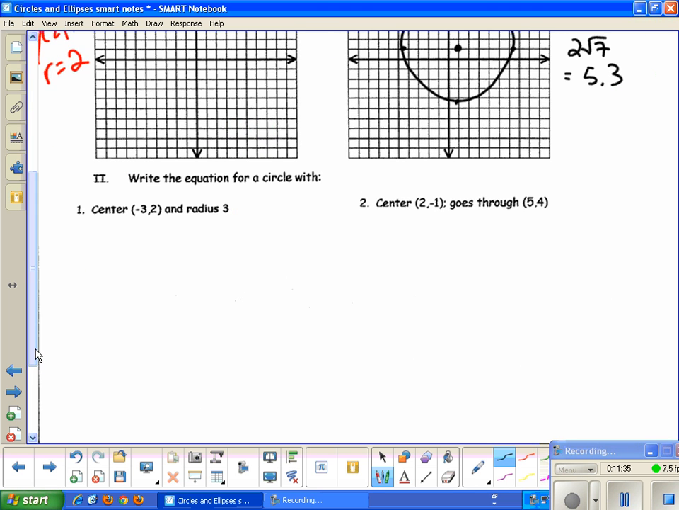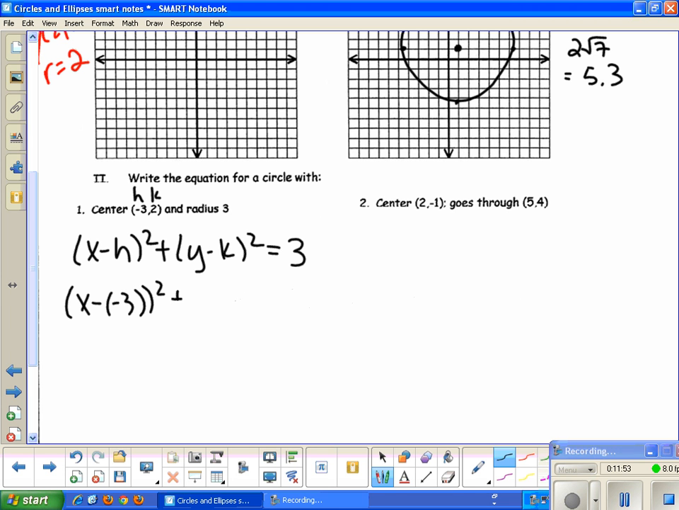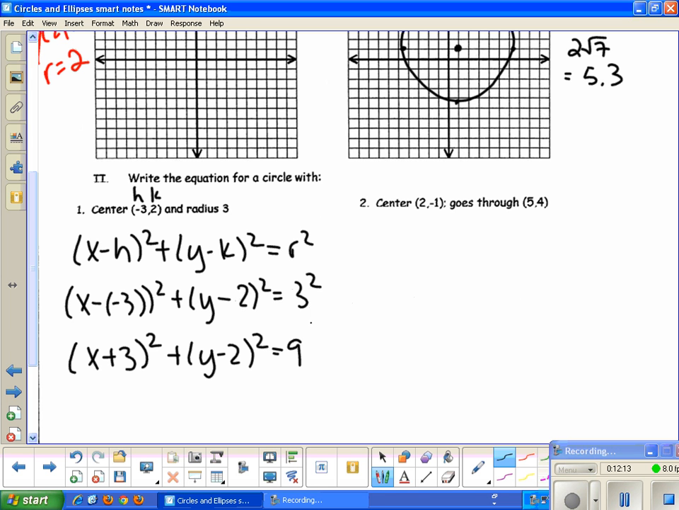All right, so the next one, we're going to write the equation for a circle with the center at negative 3, 2, and radius of 3. So just remember x minus h quantity squared plus y minus k quantity squared equals r squared. So in this case, this is your h and this is your k. So we have x minus negative 3 squared plus y minus 2 squared equals 3 squared, because it's your radius squared. So this gives us x plus 3 quantity squared plus y minus 2 quantity squared equals 9. And that would be my equation of the circle.